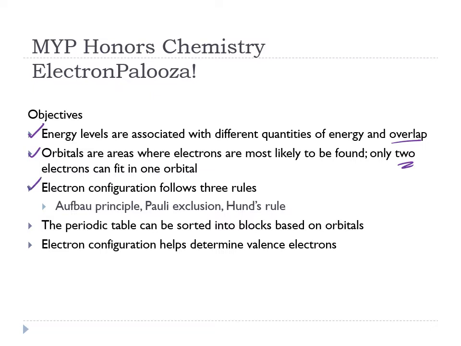We're going to talk about electron configuration. This is just a fancy word for arrangement. We're going to talk about lots of details regarding where electrons can be found in atoms. These rules of arrangement or configuration, there are 3 of them: Aufbau principle, Pauli exclusion principle, and Hund's rule. We're going to talk about the periodic table and how it can be sorted into different blocks based on those orbitals, those areas where electrons are likely to be found. And then we're going to wrap up with a little bit of a look at how electron configuration is related to the number of valence electrons.